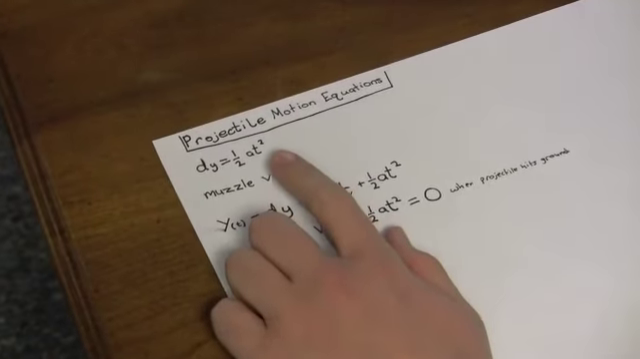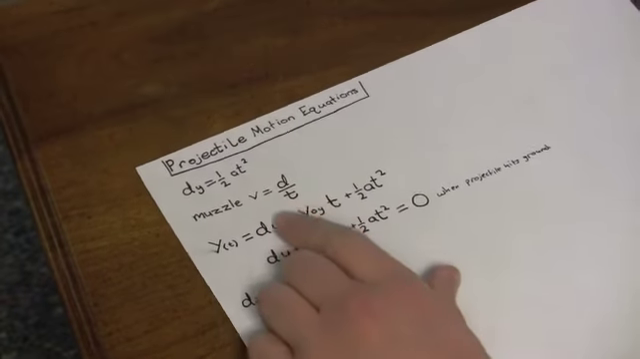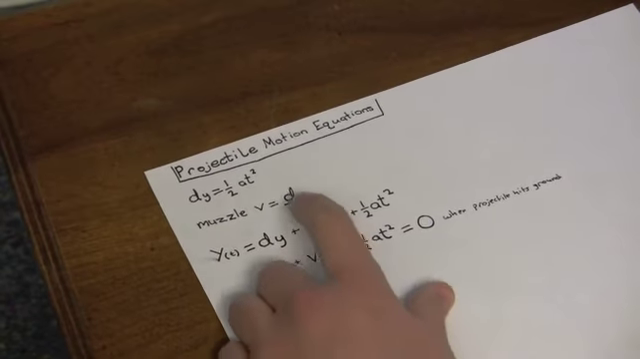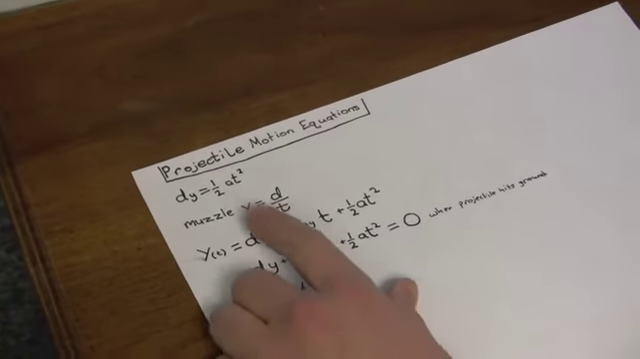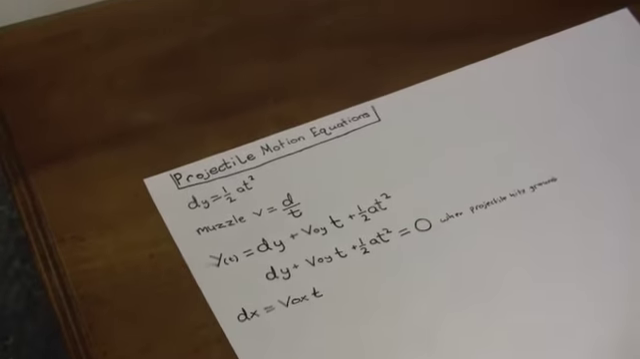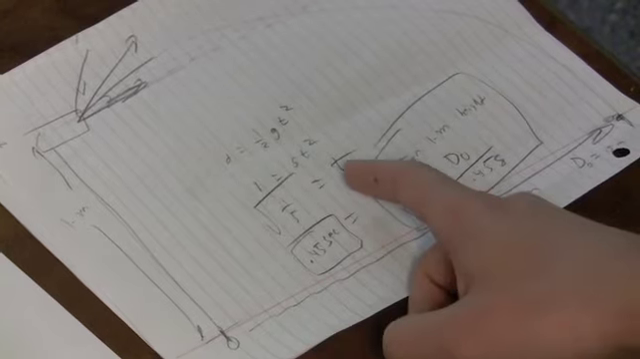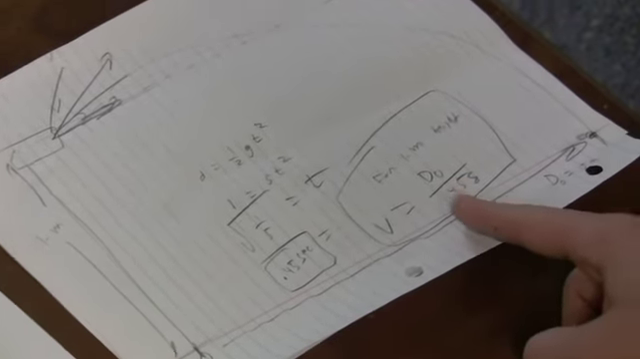Once we figure out what t is, we can then plug it into the muzzle velocity equation, v equals d over t. By figuring out the muzzle velocity, we know the velocity at which the projectile comes out of the projectile launcher, or the Nerf gun. By figuring out the time, we can figure out the muzzle velocity.